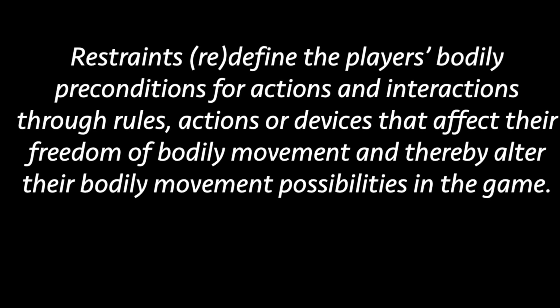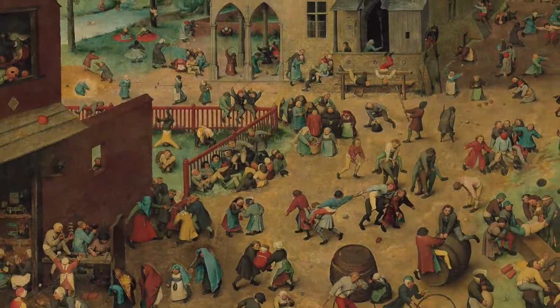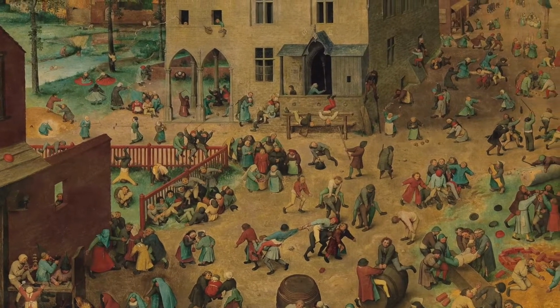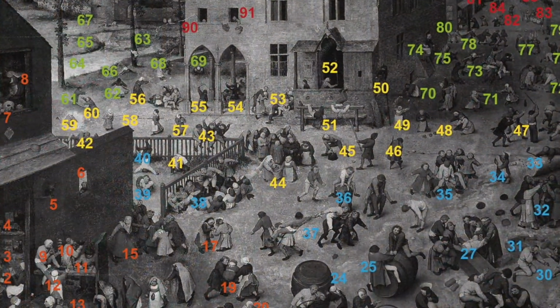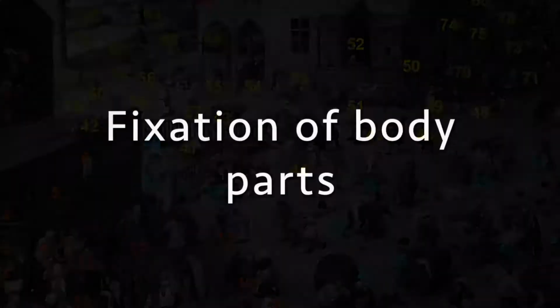The notion of restraints as a mechanic for bodily play is then developed by using this definition to analyze bodily play mechanics in traditional movement-based games. The observed mechanics were found as three different types of restraints: fixation of body parts, exclusion of body parts, deprivation or manipulation of bodily senses.